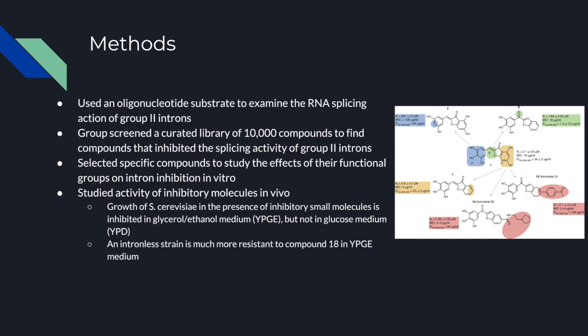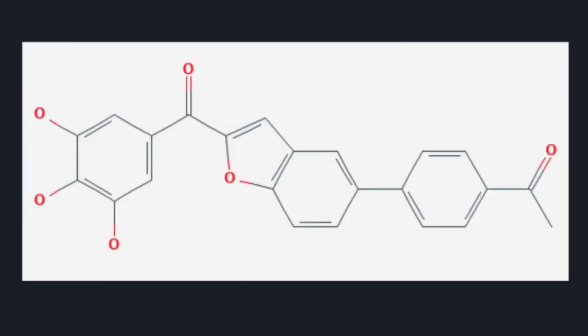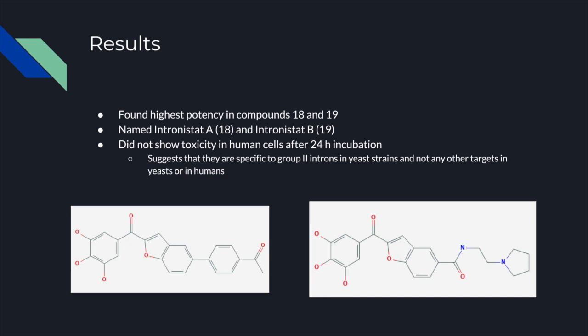They found that the growth of S. cerevisiae in the presence of inhibitory small molecules is inhibited in a glycerol/ethanol medium, but not in a purely glucose medium. More importantly, they found that an intronless strand is much more resistant to the compounds, signifying that the intron inhibiting effect of the compounds plays an important role in stopping cell growth. The researchers ultimately found the highest potency in compounds 18 and 19. They named the compounds intronistat A and intronistat B, respectively.